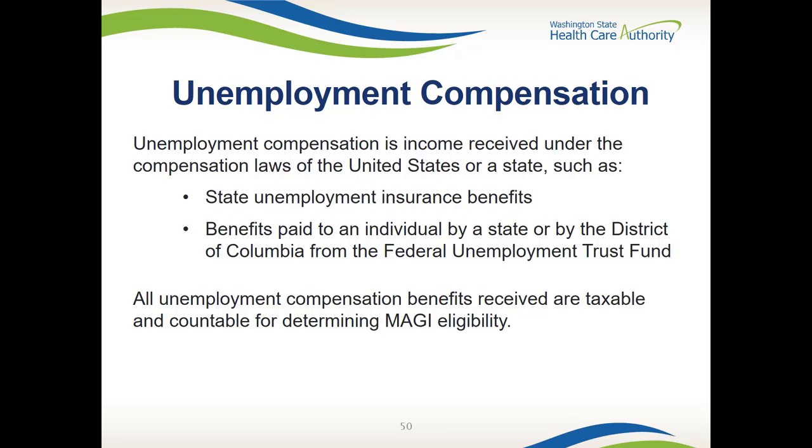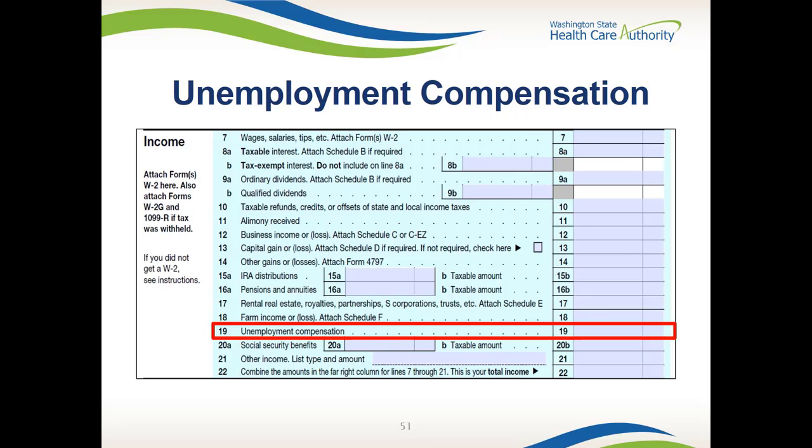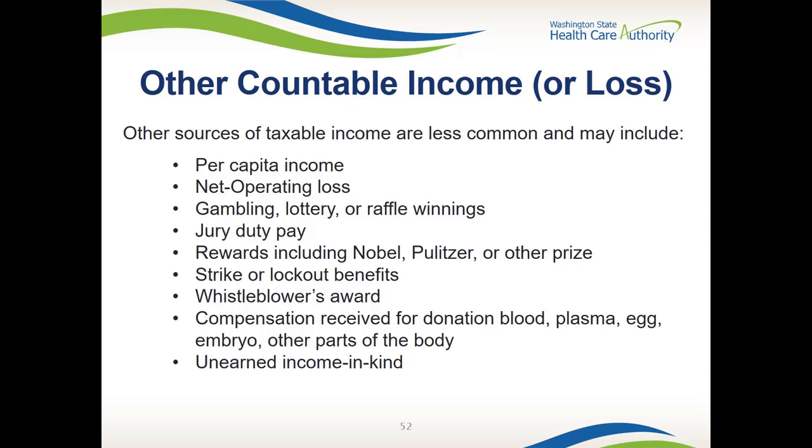Unemployment compensation. What is unemployment compensation? Unemployment compensation is income received under the compensation laws of the United States or a state, such as state unemployment insurance benefits, or benefits paid to an individual by a state or by the District of Columbia from the Federal Unemployment Trust Fund. Unemployment compensation can be found on line 19 of the IRS Form 1040.